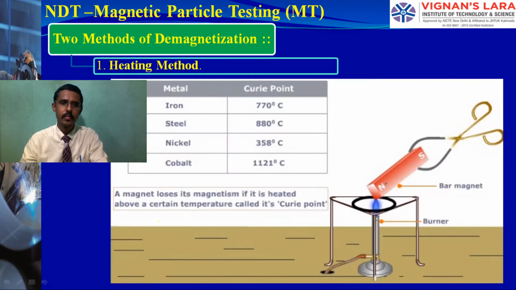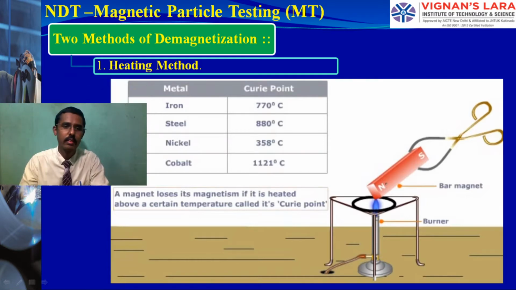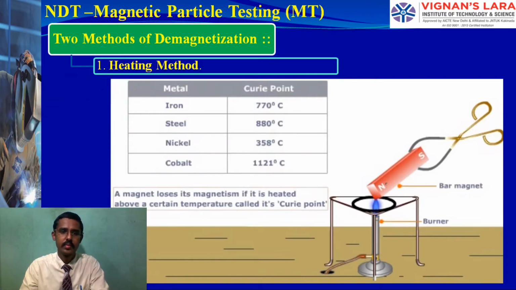I have given here a few examples of Curie temperatures for different samples. For iron, it is around 770 degrees centigrade. For steel, it is around 880; that is for a combination of iron and carbon, steel. For nickel, it is 358, and for cobalt, it is 1121. All of these belong to a Curie temperature.